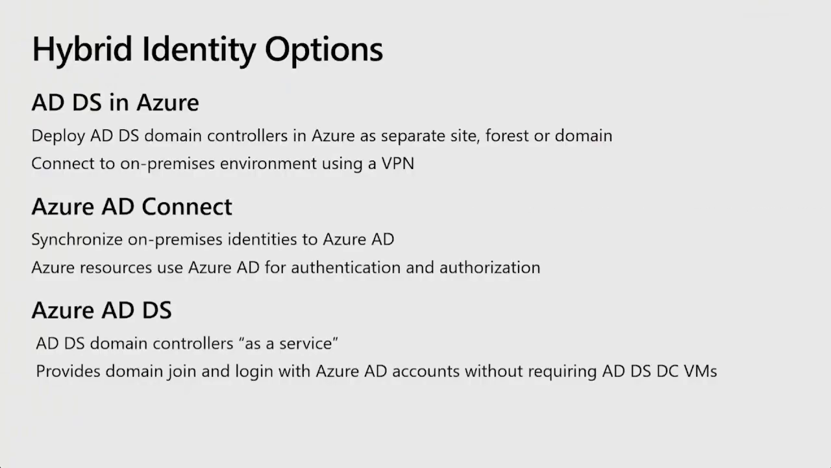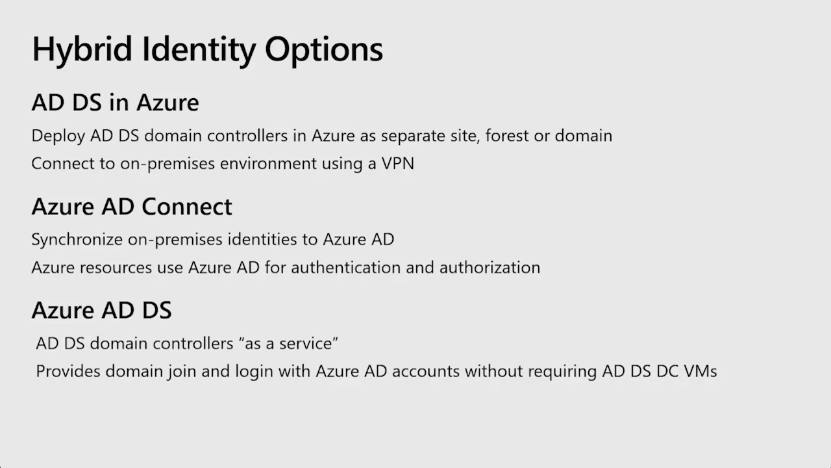Once we have our networking topology figured out, how do we handle identity? If we've got user accounts sitting inside Active Directory in our Windows server on premises, we have a number of options for how we can configure our Azure resources to be able to use those identities.